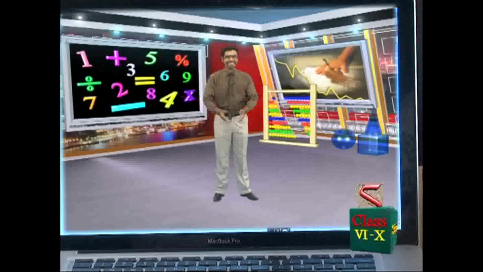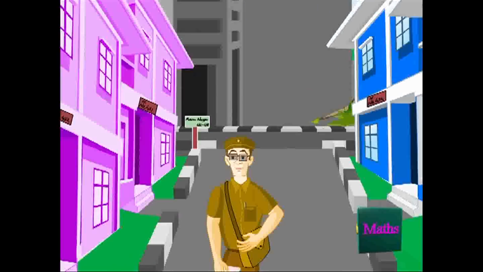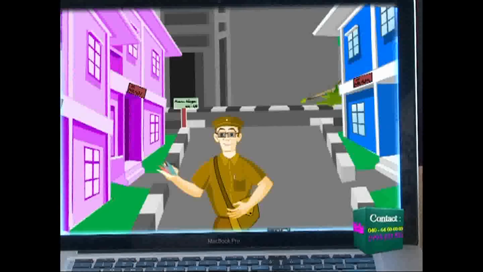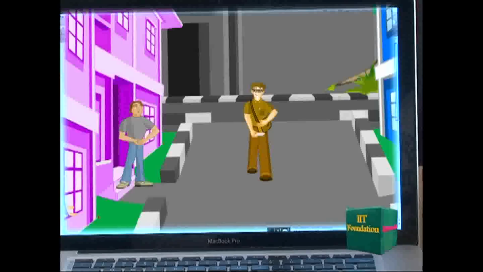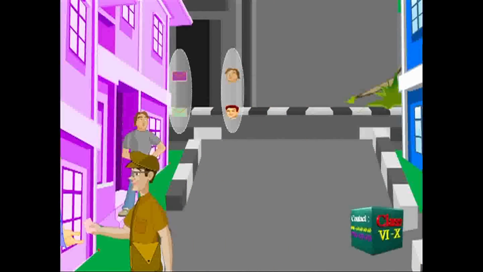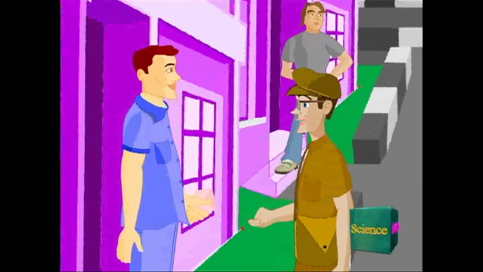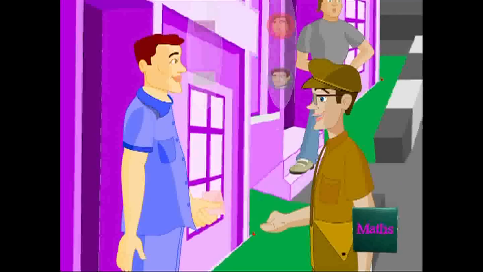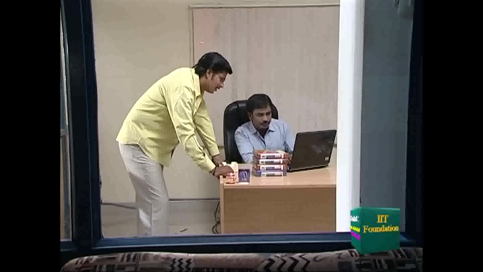Watch this. Hello, children. I am the postman of your street, and I am here to deliver some letters. This man is John. He's got no letters to receive. So we can say that John is not related to the element or letter of the domain. But this man Shyam has got some letters. So we can say that Shyam is related to the element or the letter of the domain.